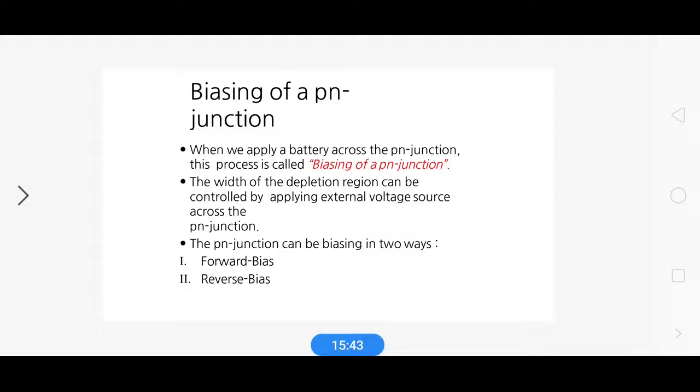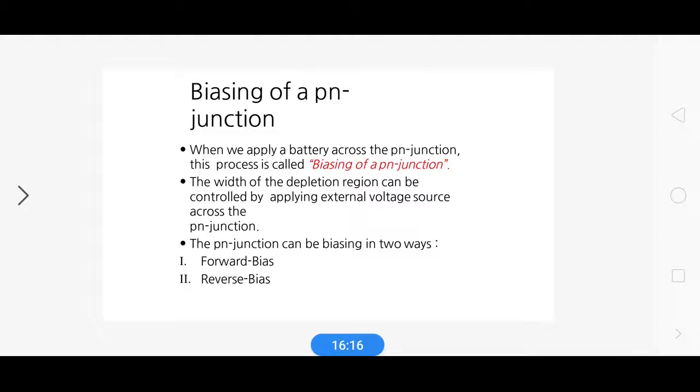Now the biasing of the PN junction. When we apply a battery across the PN junction, this process is called biasing the PN junction. It means we are connecting the battery to the PN junction.